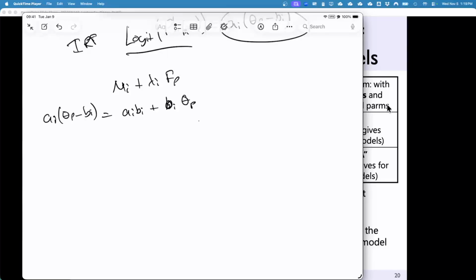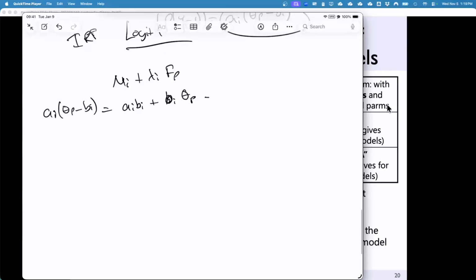First of all, theta is synonymous with F here. So we can have a_i b_i plus a_i times theta_p. Theta and F are different symbols for the same thing. They're the latent variable. In education, we often call theta an ability, so that your score from an assessment represents your theta, your ability. From factor analysis, we often call this a factor, but it's the unobserved characteristic that we are trying to measure.